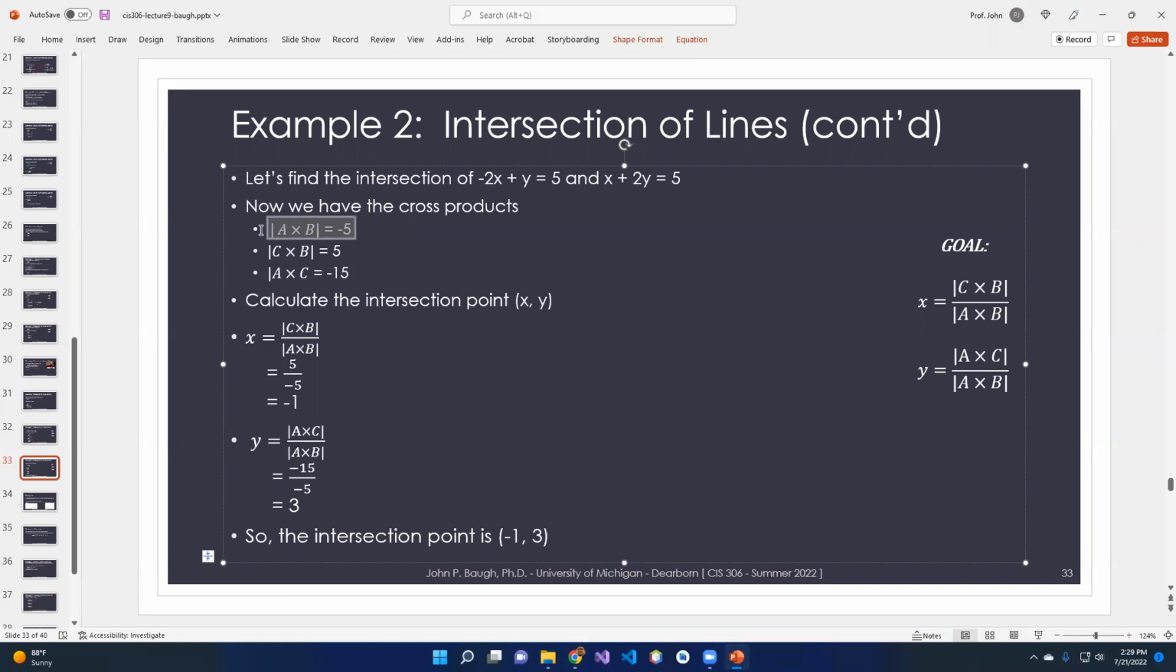All right. So the magnitudes of the cross products, we have the -5, 5, and -15. And then you just fill them in to find your x and your y. So C by B is 5 over -5, which is the A by B. That's a -1. And then, of course, you have -15 for the A times C, and the -15 over the -5, which is the A by B. That yields a 3. So all of that work is to say we have a -1 and a 3 right here, and that is our intersection point.